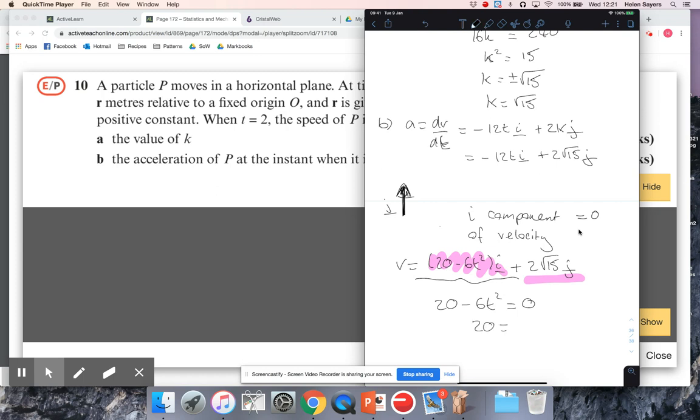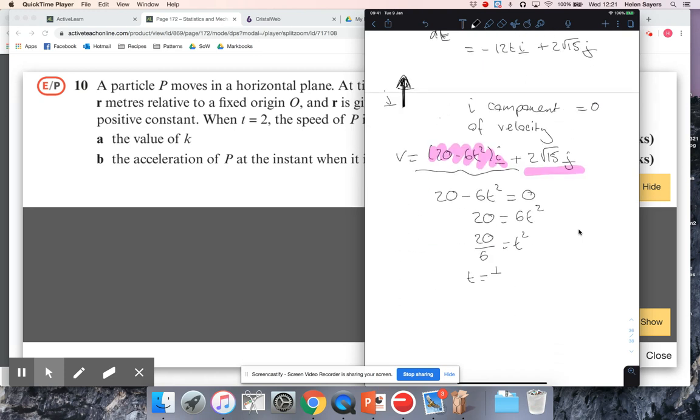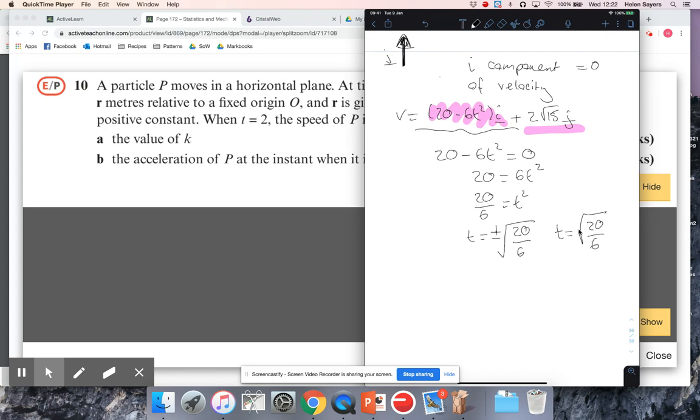So let's add the 6t squared over. So 20 over 6 is t squared. I'm always going to write the plus and minus when I'm square rooting, because it could be plus or minus. But obviously we're talking about a time here, so root of 20 over 6 is the only one that makes sense. Just be careful that you definitely include the 6 in that square root. I could work that out or simplify that, but that's just an intermediate step of my working.